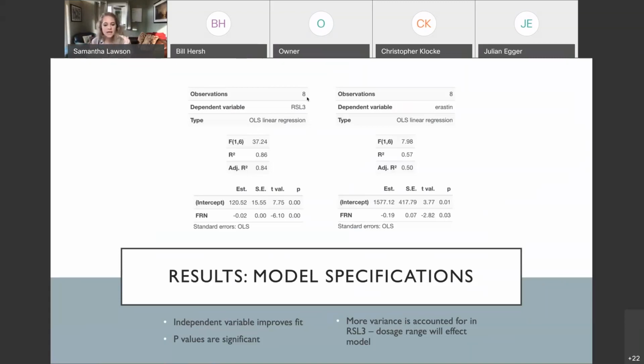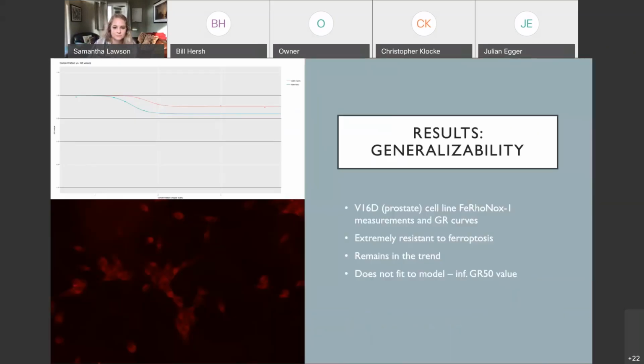And so we'll see a variation within the data showing that the cells react in a more predictable way when the dosing range is smaller. Our p-values show this is significant, and so we're happy with it. So, on to the last specific aims.